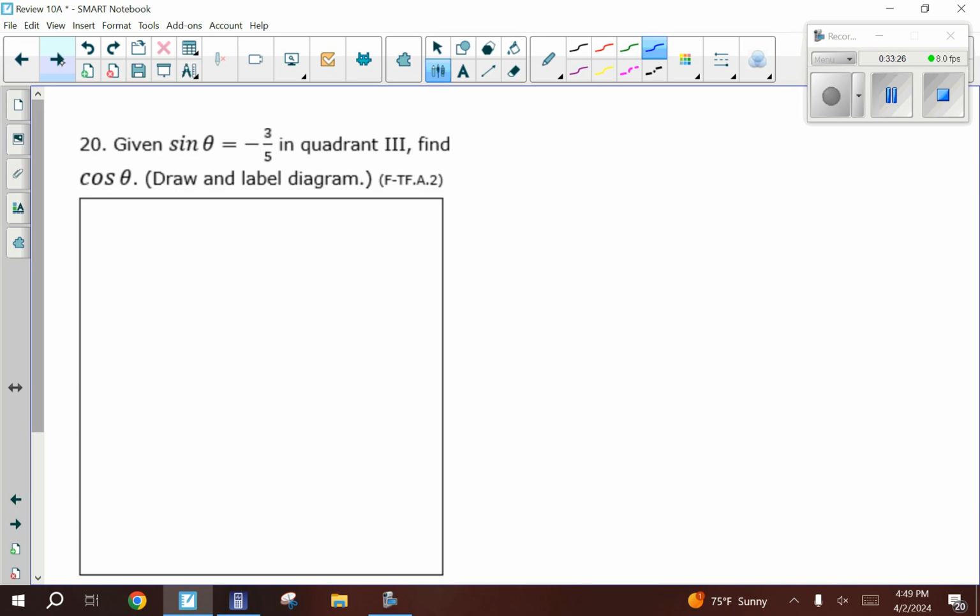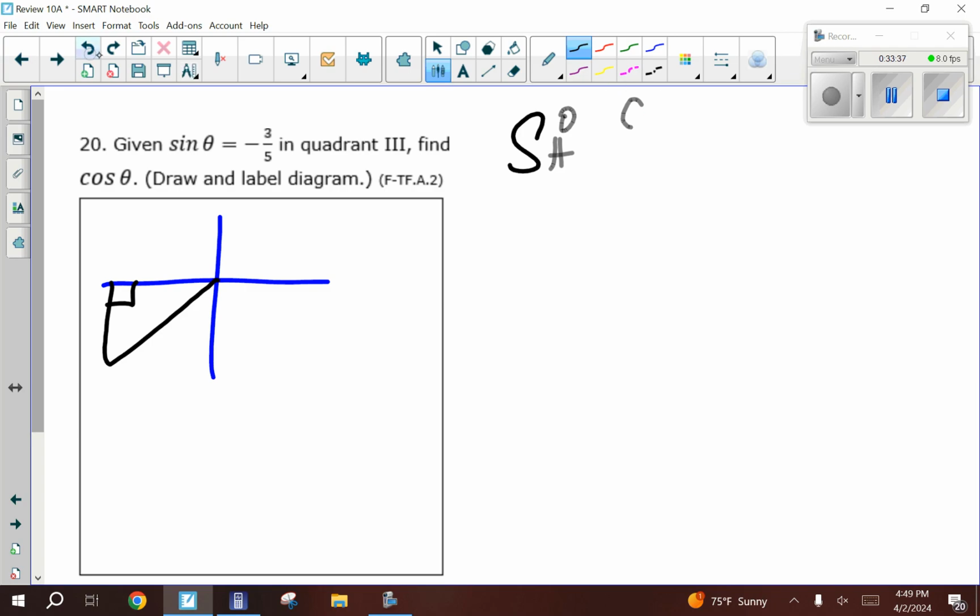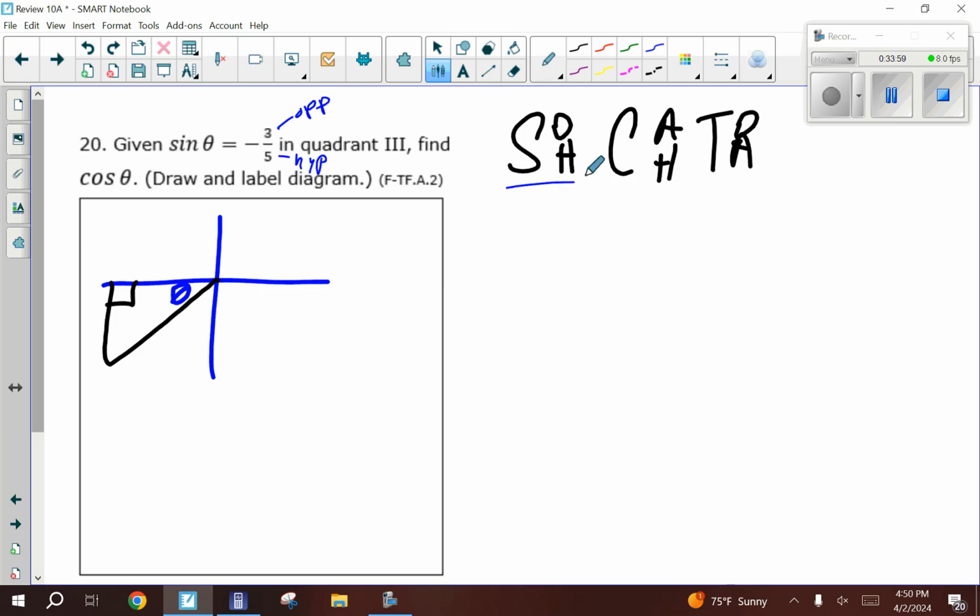Okay, same thing, quadrant 3 this time though. So in quadrant 3, our triangle would go like this. And let me write down my SOHCAHTOA. Oops, let's write that bigger. SOHCAHTOA. So if I'm labeling this and we're doing the sine, here's my theta. This sine right here, they gave us two numbers. The sine is going to be the opposite over the hypotenuse. That's how you do the sine. So the opposite side has to be 3. So this is my 3. And the hypotenuse has to be 5.